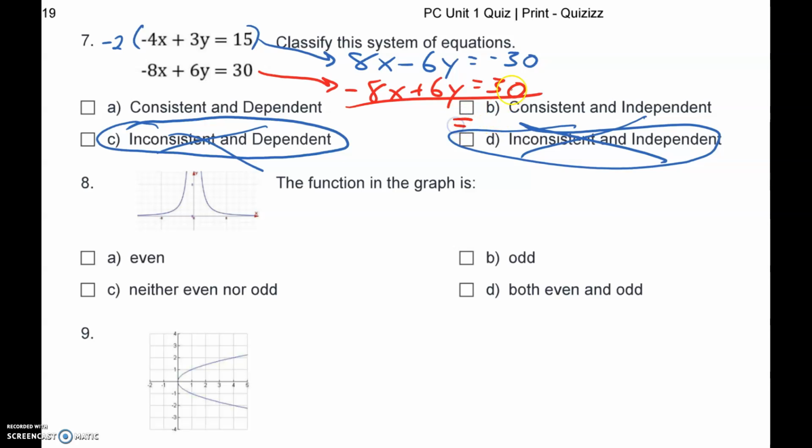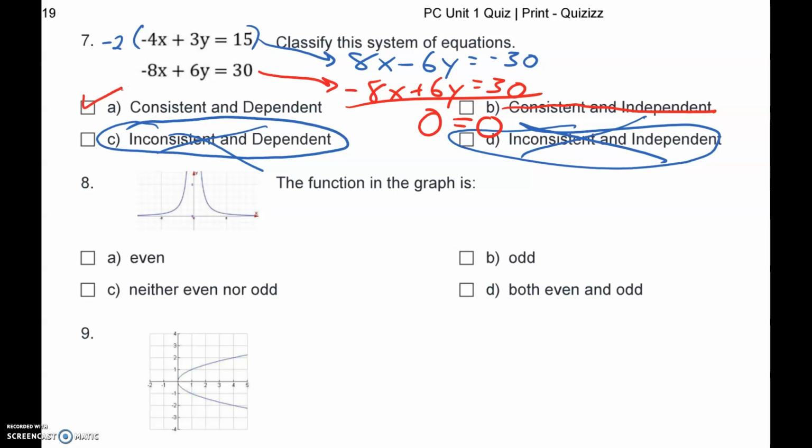Here's what you got. -30 plus 30 is 0. This stuff plus this stuff is 0. You get 0 equals 0. Now, you don't get an independent solution. You don't get an x and plug it in to get a y. So we know it's not consistent and independent. There's not just one solution. But this equation is true. So this system has infinitely many solutions, which means consistent and dependent.